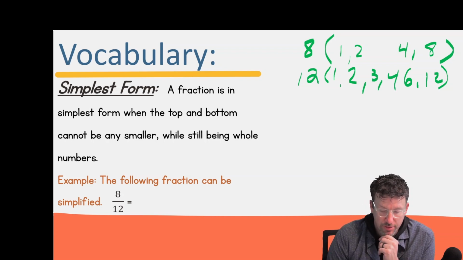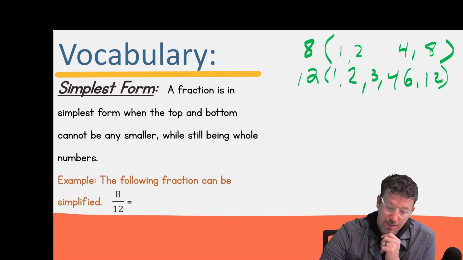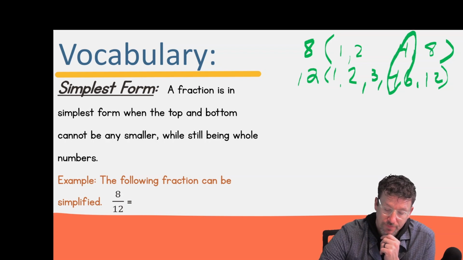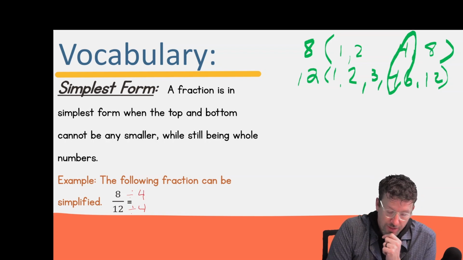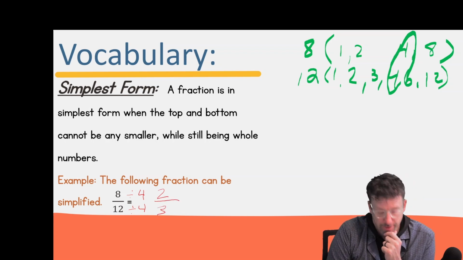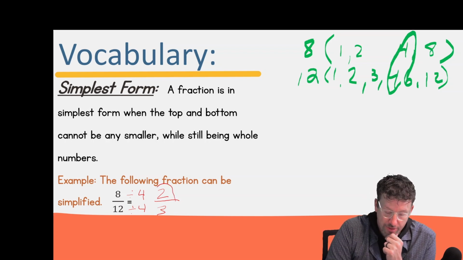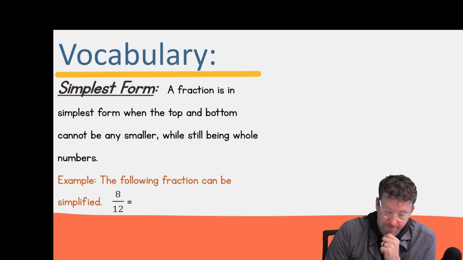Now, is there a number that those two have in common? Yes, and the greatest number they have in common is 4. Okay, so that means we can divide both of those numbers by 4, because we're getting smaller. So let's divide the top and bottom by 4. What's 8 divided by 4? That would be 2. And what's 12 divided by 4? That would be 3. Okay? So now we have our answer in simplest form. Pretty cool, huh?